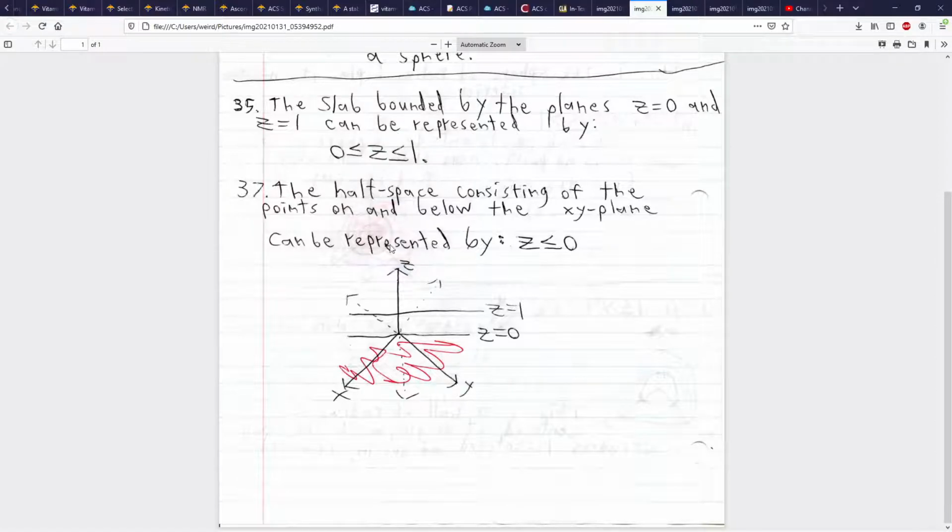But these two are very quick to say. If you have a slab bounded by the plane z equals 0 and z equals 1, you can represent that by just 0 less than or equal to z less than or equal to 1. And a half space consisting of the points on and below the xy plane can be represented by z less than or equal to 0. It's everything below the xy plane, so everywhere that z is negative. It's one way to think about the 3 different dimensions we have here. Very hard to visualize, though. I can understand that. Just to get an idea.